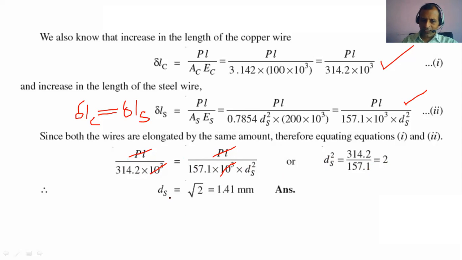Then ds is equal to square root of 2. So that is equal to 1.41 mm. So this is the answer. This is the diameter of the steel. ಇದನ್ನ ಕೇಳೋಣ, diameter of the steel.